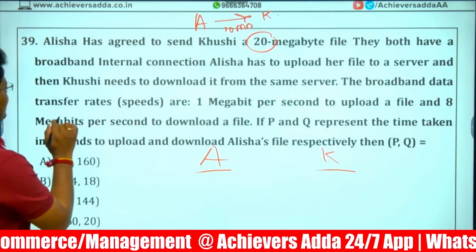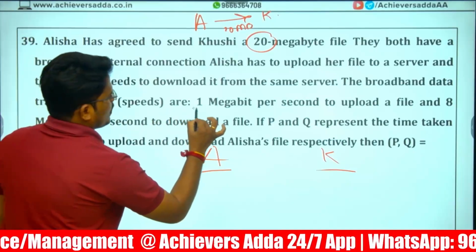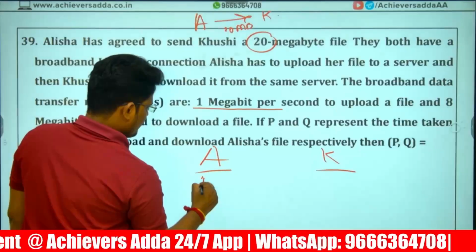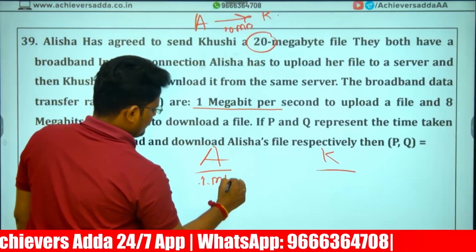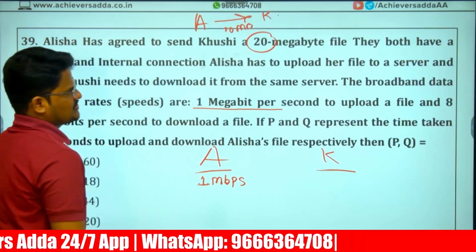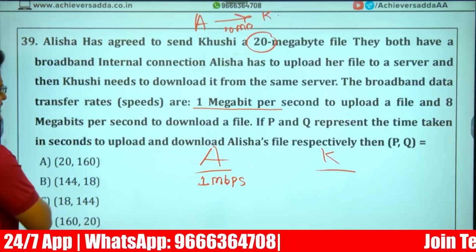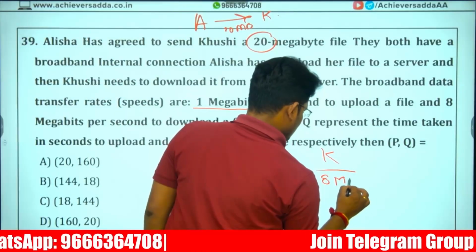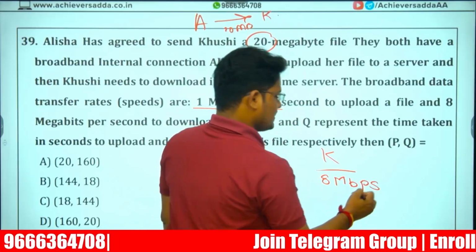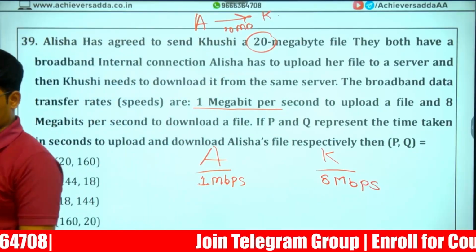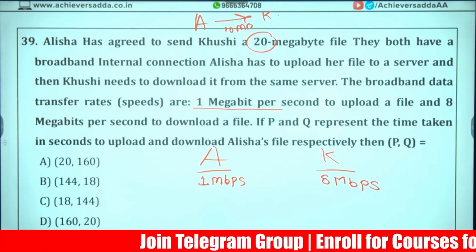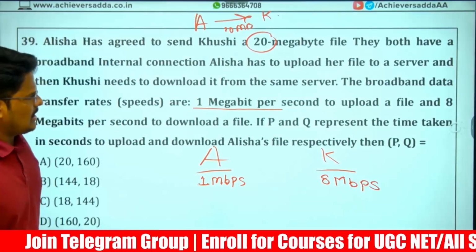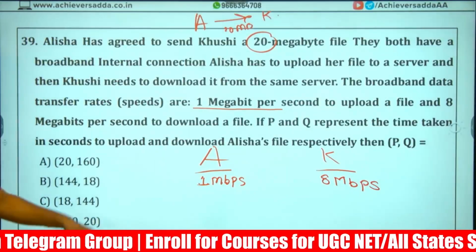The broadband data transfer rate speeds are 1 Mbps, 1 megabit per second, to upload. So here 1 Mbps speed for Alisha for uploading, 8 Mbps for downloading. So highest speed is available to HHE or Alisha? Which is highest speed? HHE is having highest speed and Alisha is having less speed.